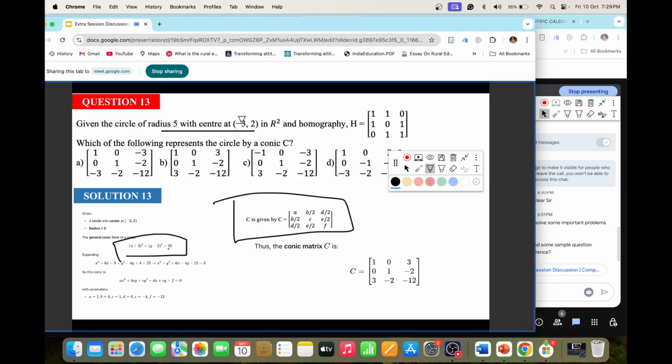X minus this, so x plus 3, that will be there, and y minus 2 whole square will be there, and by that you can get the equation of a circle. Once you got the equation of the circle, just compare with the standard equation of the circle, and you get all the values a, b, c, d, e, f. Once you got a, b, c, d, e, f, just put them in and you will get the conic matrix. Okay, so this is question number 13.